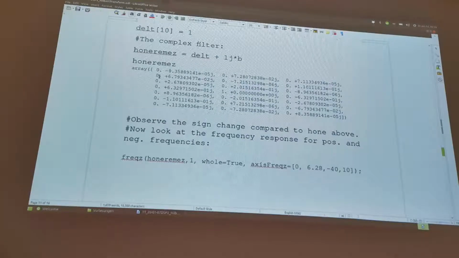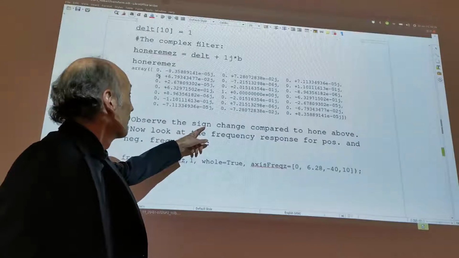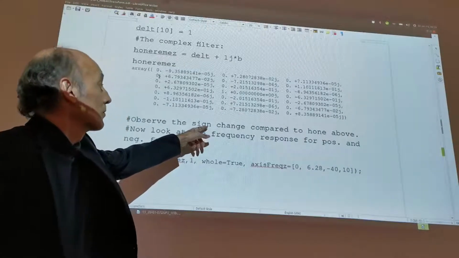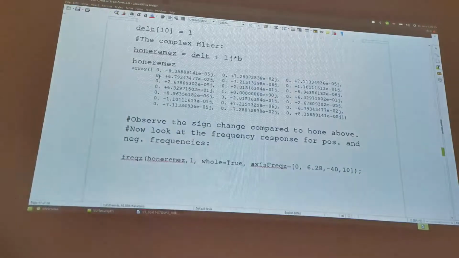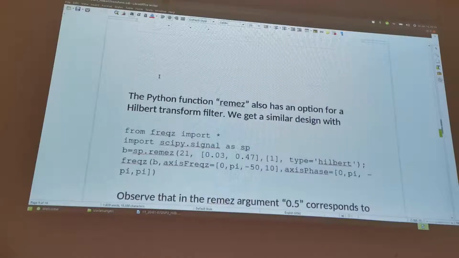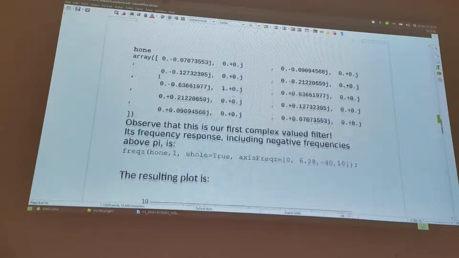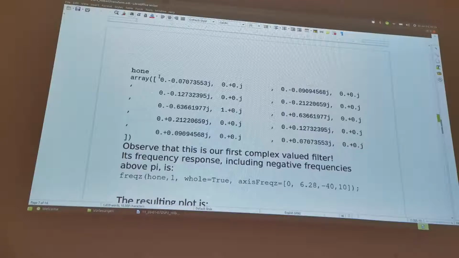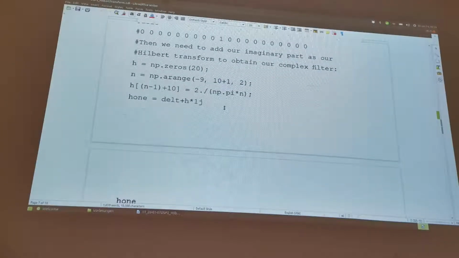Yeah. So there's also a sign change compared to our design above. So maybe you can just scroll up. So here we have delta plus 1j times b. And when we look at this filter here, the 1 was, here's the 1. And here we have plus j and minus j. We also have delta plus h.